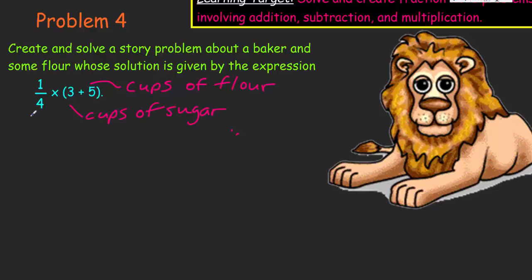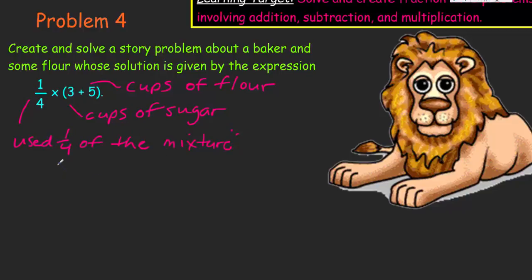Now the quarter could come in by thinking that maybe the baker used a quarter of the mixture to bake cookies. And so then our question would be, how many cups of the mixture did he use? Because we're taking 1/4 of that amount. Maybe he just made extra. Maybe he's not going to make all the cookies at one time. So the 1/4 could be the part that he used. He used 1/4 of the mixture, the mixture being the 3 plus 5.